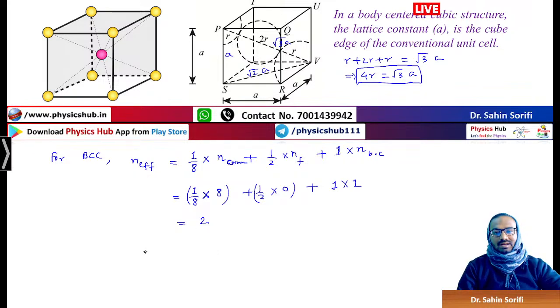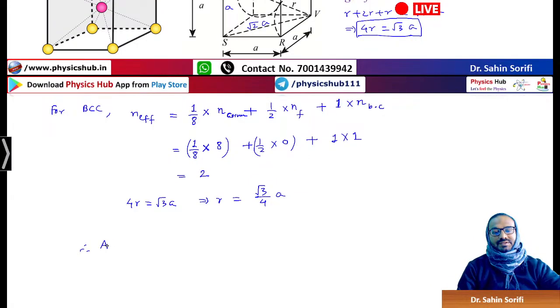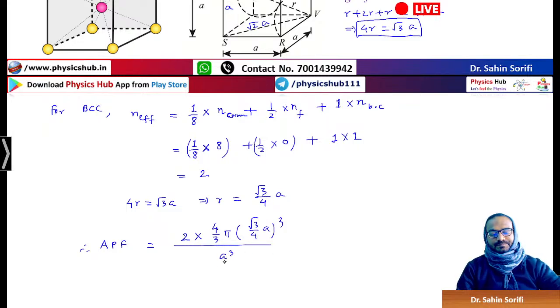And what about r? 4r is equal to root 3 a. r is equal to root 3 by 4 times a. So what is the atomic packing factor for BCC? We know the formula: n effective into volume of 1 atom. n effective is 2, volume 4/3 pi r cube, r is root 3 by 4 a whole cube, divided by volume of the unit cell, that is a cube.